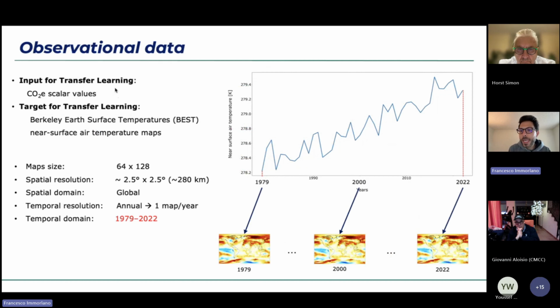Concerning the observational data, during the fine-tuning, the input is still the CO2 equivalent scalar values. The output are the temperature maps gathered from the Berkeley Earth Surface Temperature dataset, with the same coverage and same spatial resolution of the simulation maps. We have one map per year, but in this case, the temporal range goes from 1979 to 2022, because it's the historical period.